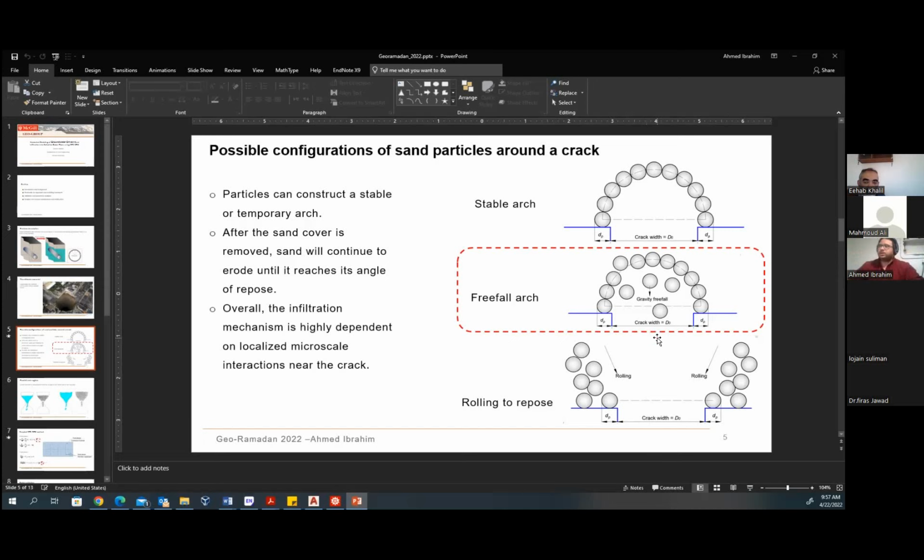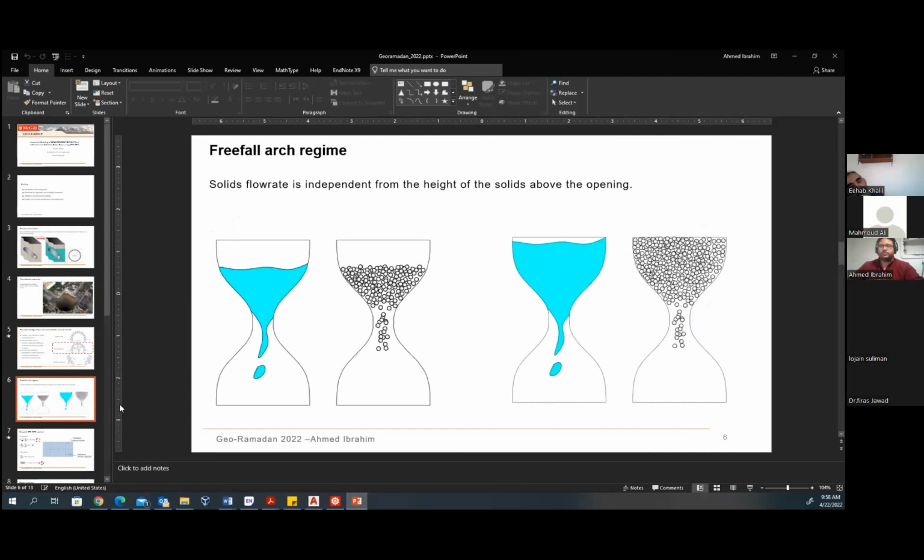So we're particularly interested in this free fall arch regime because this is when things are dynamic, and this is when sand is infiltrating in the first place. And there is something that is super interesting about this regime. That is, well, first let me kind of give you this analogy.